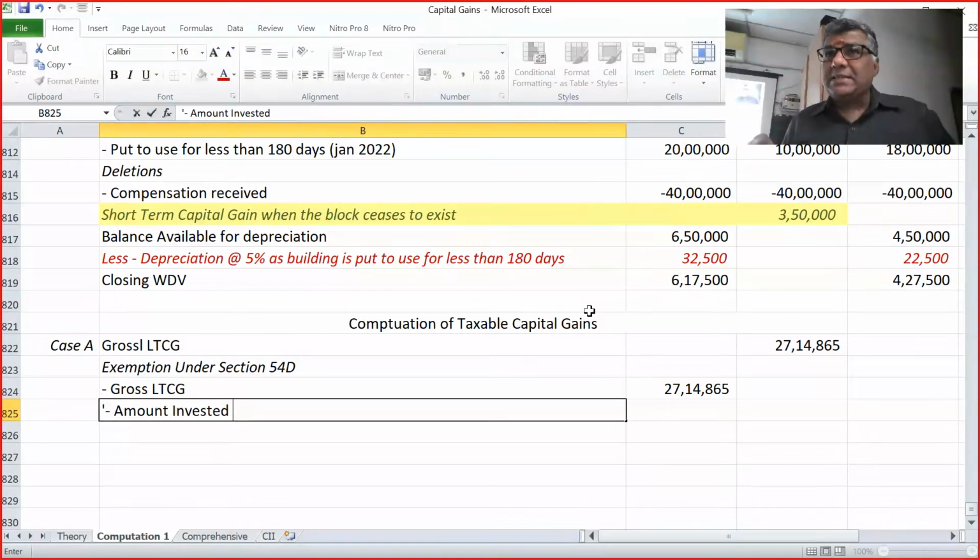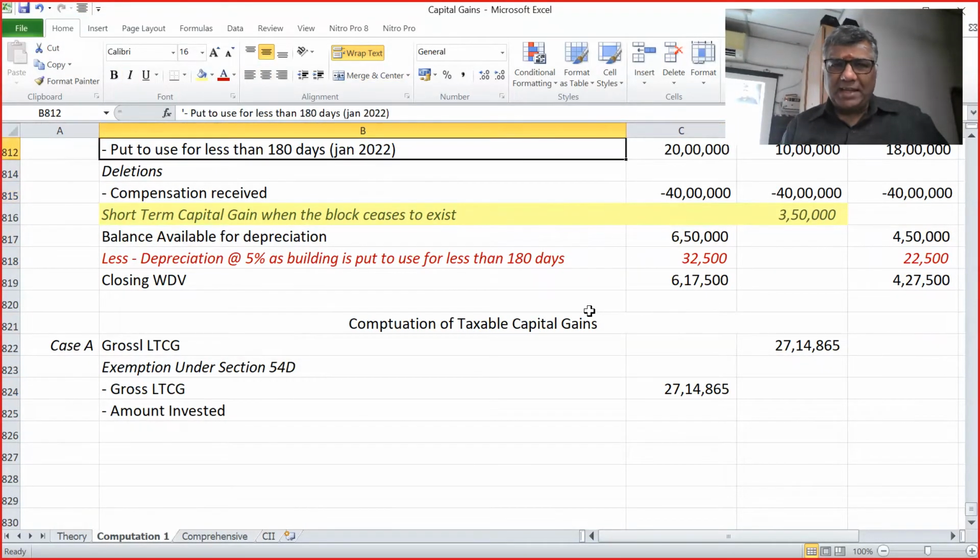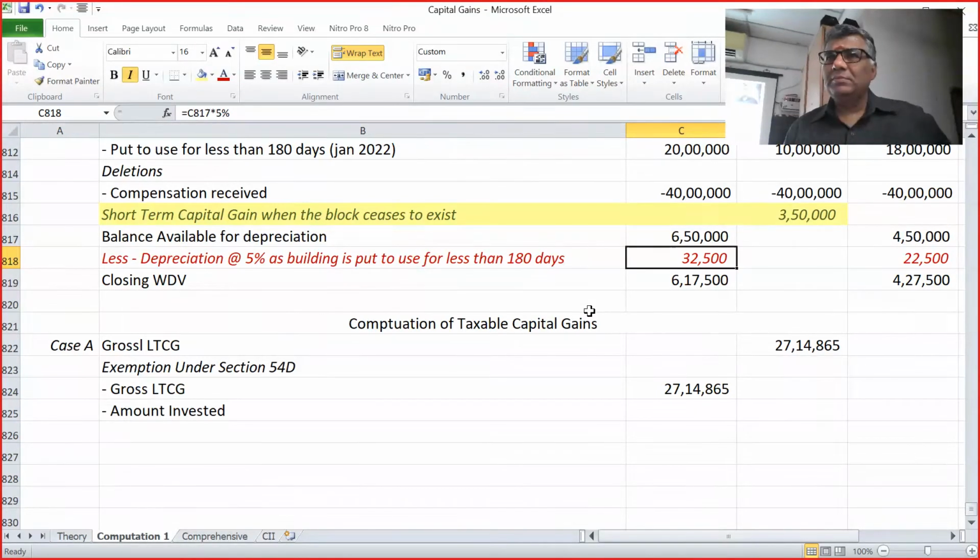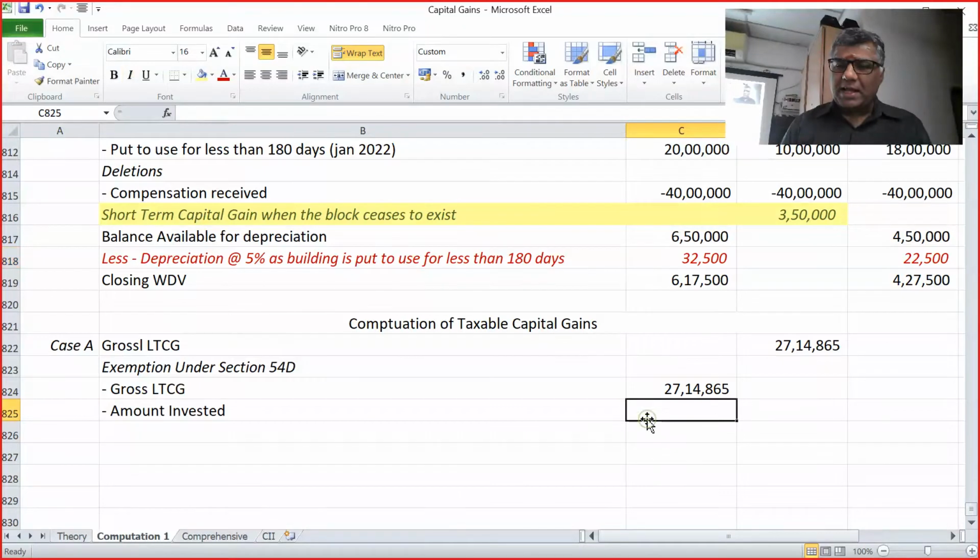Sir, can I claim exemption as well as depreciation? Because you can see for this 20 lakhs, you have claimed depreciation. The law has said yes. The intentions are two different things. Exemption is to make you invest. Depreciation is because you use the asset. So do not try to correlate these things. You can claim exemption as well as depreciation.